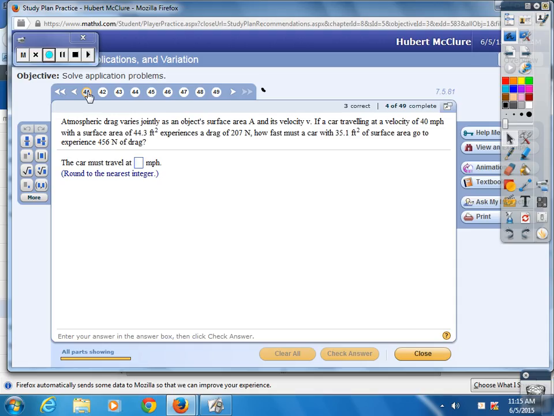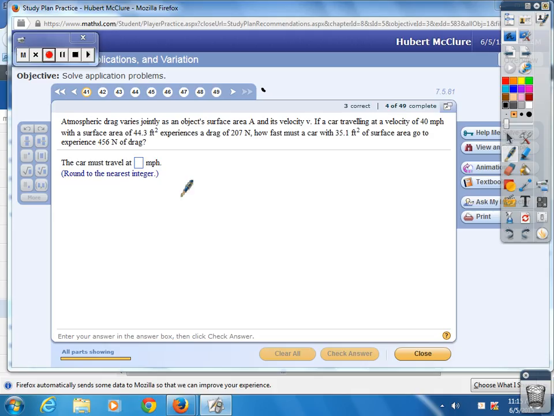So it's, how much? Joint variation is Y equal to KXZ, so A would be Y. And some people use KXW, but KXZ is fine, doesn't matter. For atmospheric drag, you can put D, or drag here if you want to. Drag is equal to K times surface area A, and B.